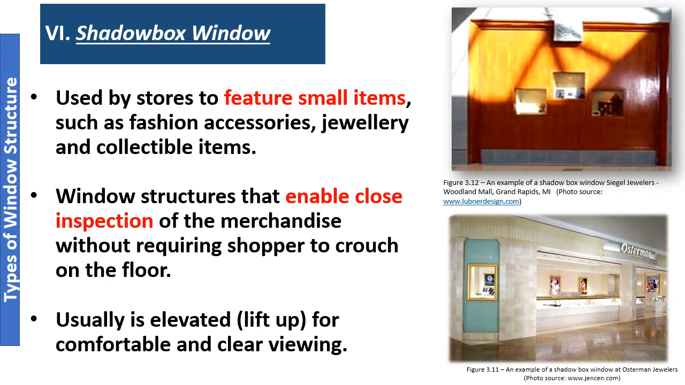Sixth type is shadow box window, used by stores to feature small items such as fashion accessories, jewelry, and collectible items. Window structure that enables close inspection of the merchandise without requiring shoppers to crouch on the floor. Usually, it is elevated for comfortable and clear viewing.